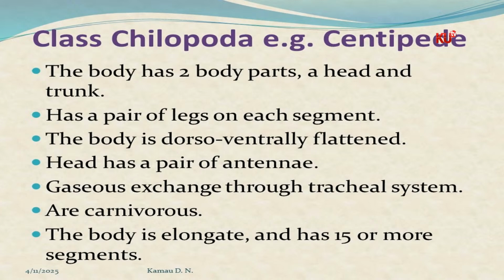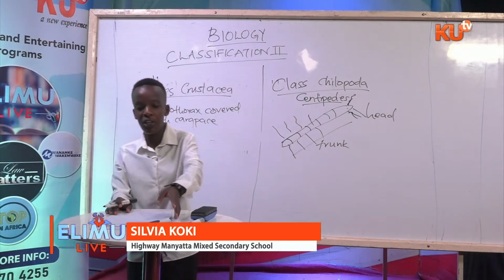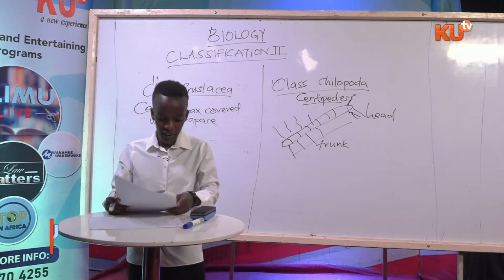Another characteristic is they have 1 pair of long antennae. In front there, near the head, we have a long pair of antennae. Another one is the centipede has poisonous claws, and their segments can be between 15 to 21, depending.